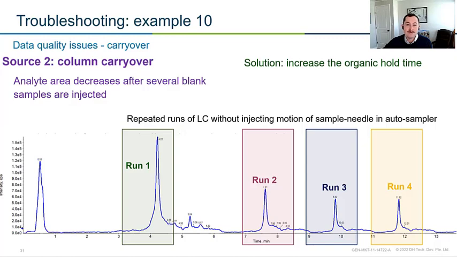More than likely, maybe we don't have a long enough hold time for our organic. So we talked about that column equilibration time here. Just increasing that column hold time or that organic hold time may help. So again, typically 3 column volumes, but if we increase that a minute or 2, maybe we'll see this contamination decrease. The other option, obviously, is trying another column.